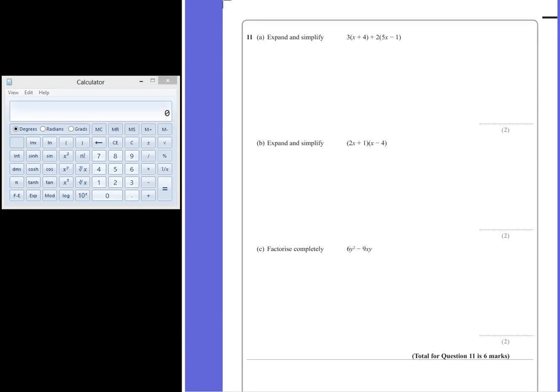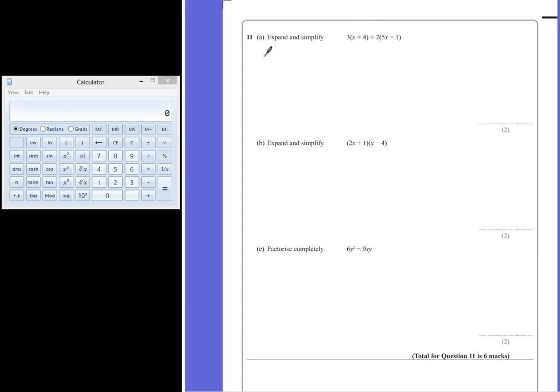Question 11a. Expand and simplify. Expand means we're going to multiply out the brackets first, remembering that everything in a bracket has to be multiplied by whatever is attached to it. So in this case we're going to multiply our whole first bracket by the number 3.